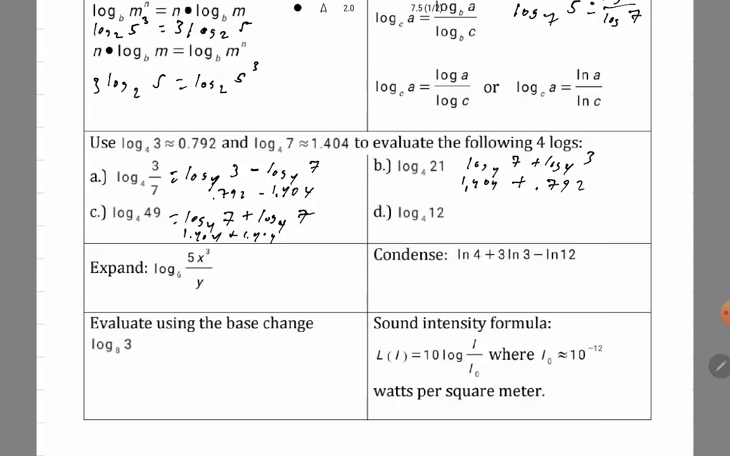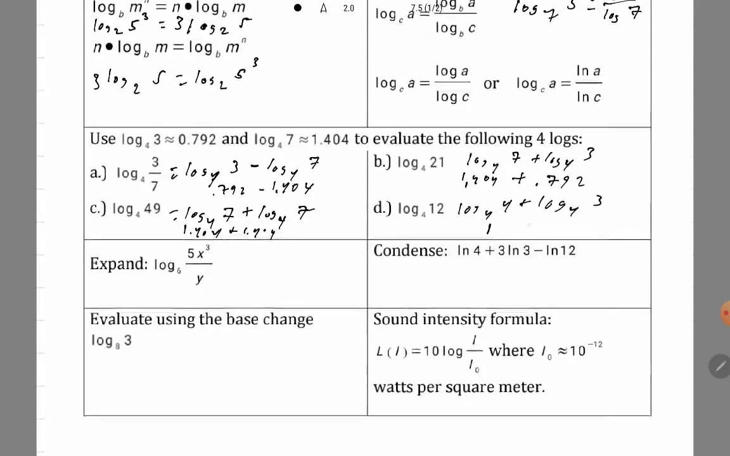Log base 4 of 12 would be log base 4 of 4 plus log base 4 of 3. Now remember, log base 4 of 4 is just 1. And log base 4 of 3 is given, 0.792.